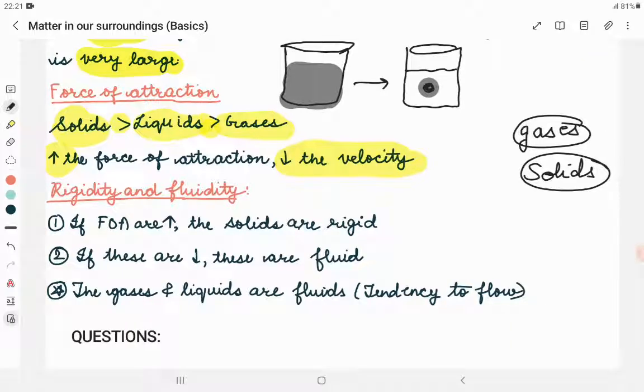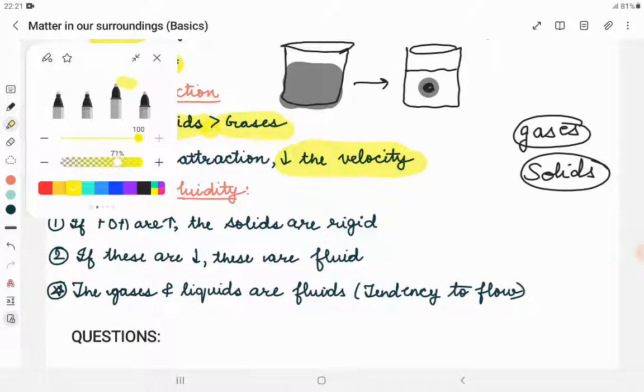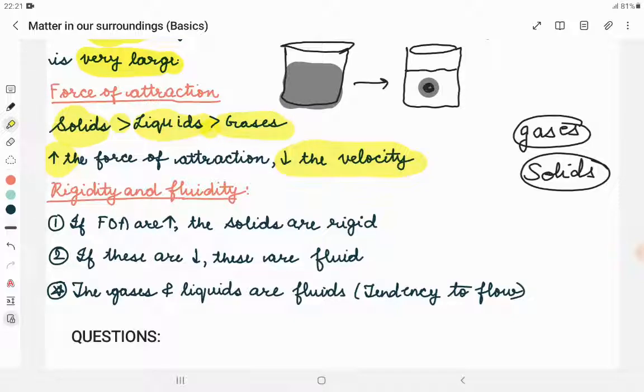Now we talk about rigidity and fluidity. These are two different terms used to explain two different things. Rigidity means how stable something is, and fluidity means how something can flow. If something is flowing, it means that it is not stable. It is a very simple thing.